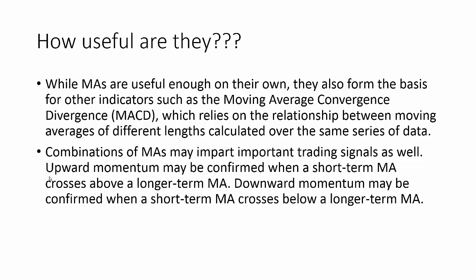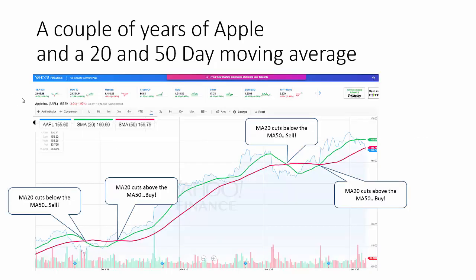Upward momentum may be confirmed when a short-term moving average crosses above a longer-term moving average. Conversely, downward momentum may be confirmed when a short-term moving average crosses below a longer-term moving average. And I'm going to show you a picture of this. As a further indication of the usefulness of moving averages, Yahoo Finance allows you to calculate some of these moving averages directly in the graphs that they produce for you online. So they consider this a helpful tool for people who are making investment decisions.